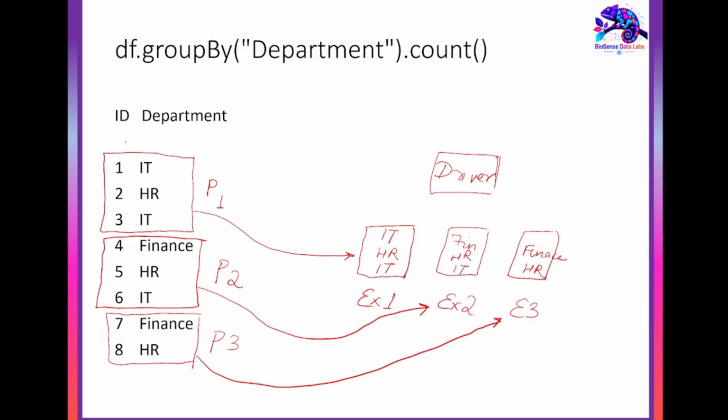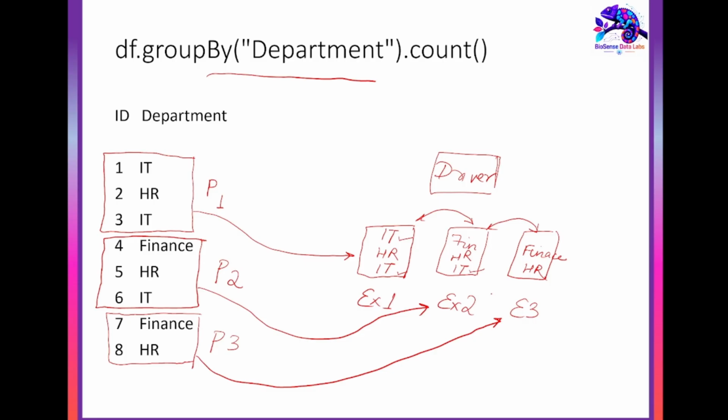So now when you want to group by department, as we can see, a few of the departments are in partition 1 for IT and some in executor 2. Since they are in different executors, Spark needs to send this data across the network or across the executors to perform the group by. So that movement is called shuffling.